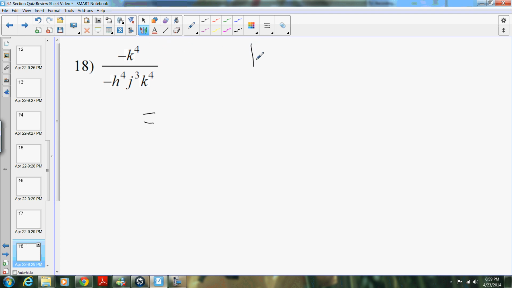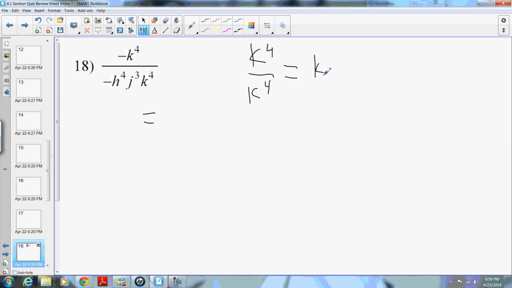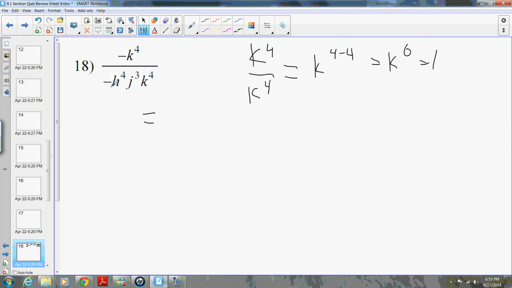If I just show on the side, you can think about this as k to the 4 minus 4 is k to the 0, which is just 1. But also, any number divided by itself is simply 1. Note as well, the coefficients of h and k here are 1. So when I divide these k to the fourths, they cancel, and the negative 1 that is the coefficient is one of the products in the numerator, meaning that this numerator is really, I can write it here.